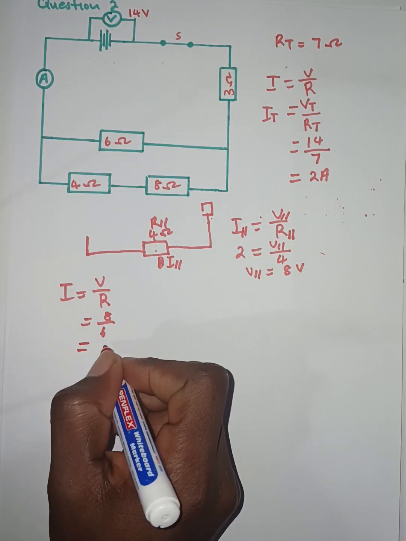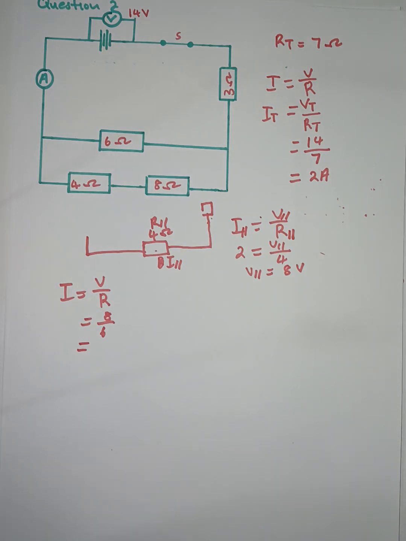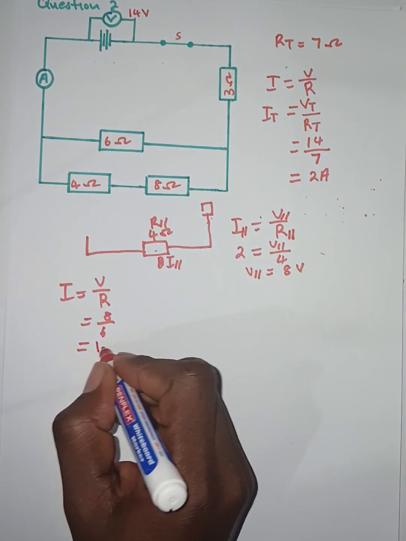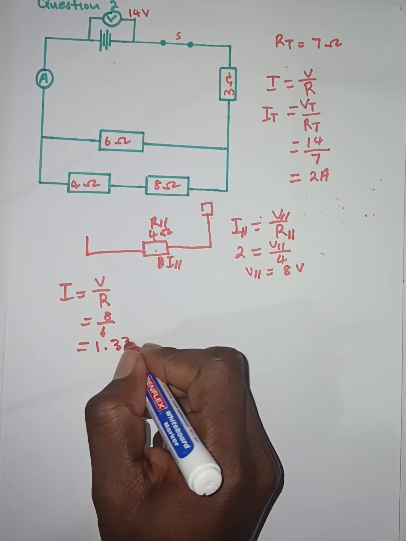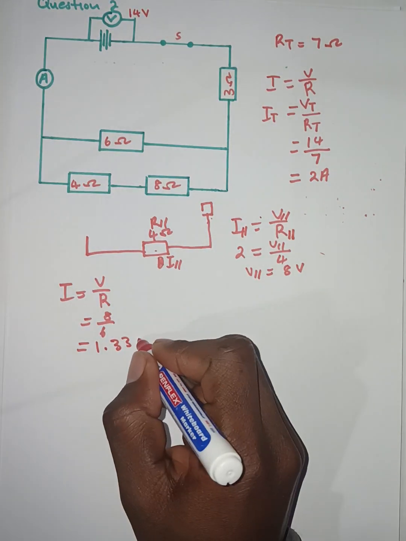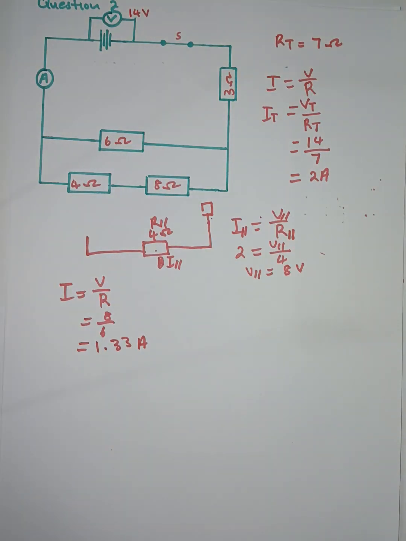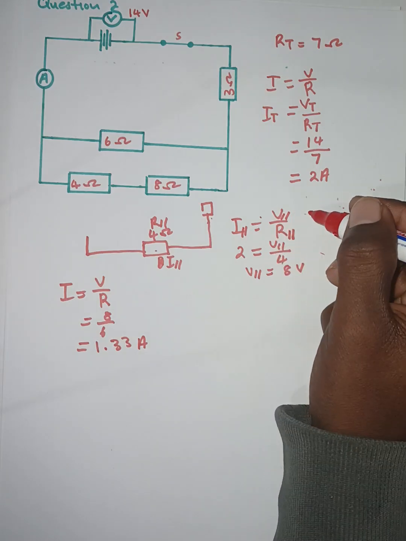1.33. So you're going to find the current, rather, across that 6 ohm resistor to be 1.33. So that would be the current that is passing through that 6 ohm resistor. So that would be for question 2.4. I hope it's helping to some extent.